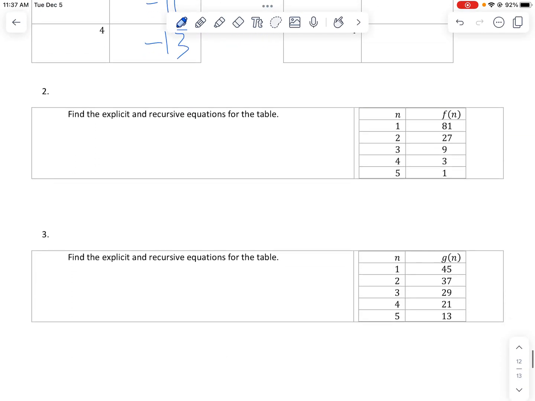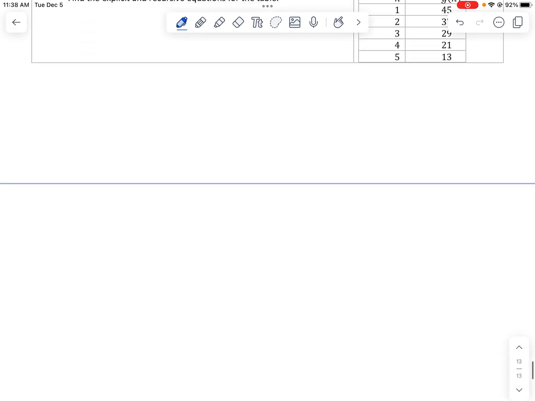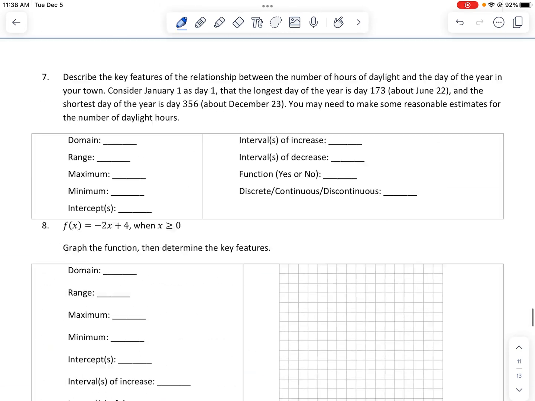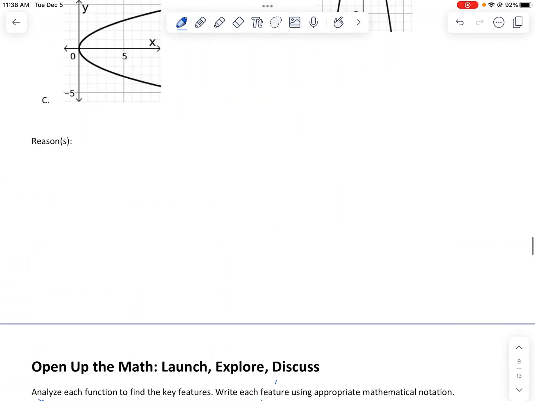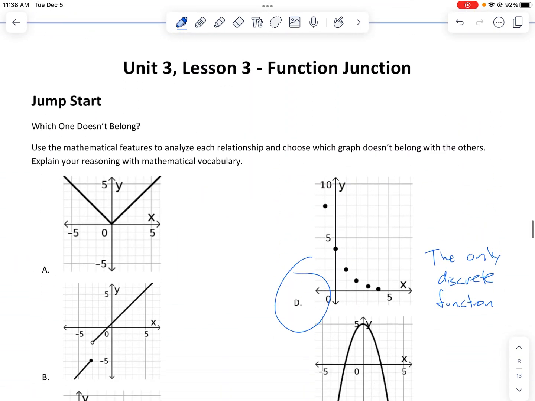At the end, you write your recursive and explicit functions like we've been doing with sequences for quite a while now. So that's your overview for lesson 3, function junction.